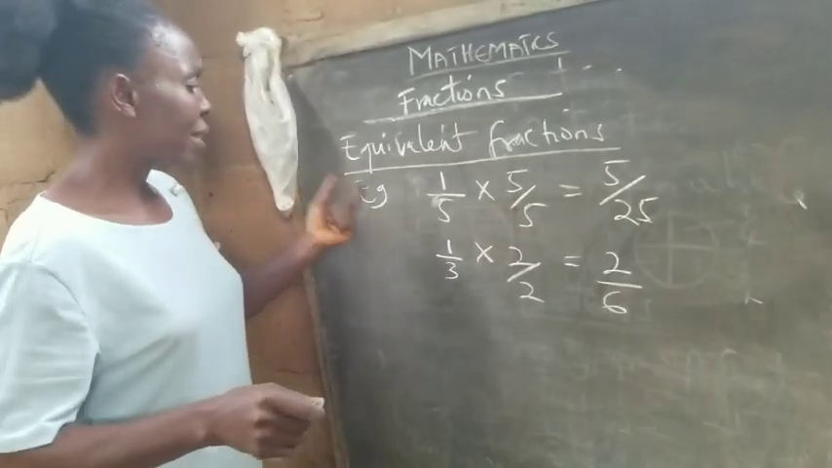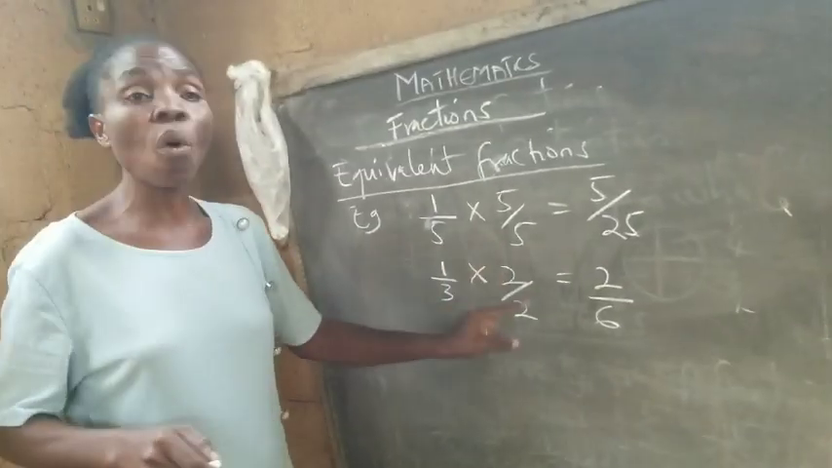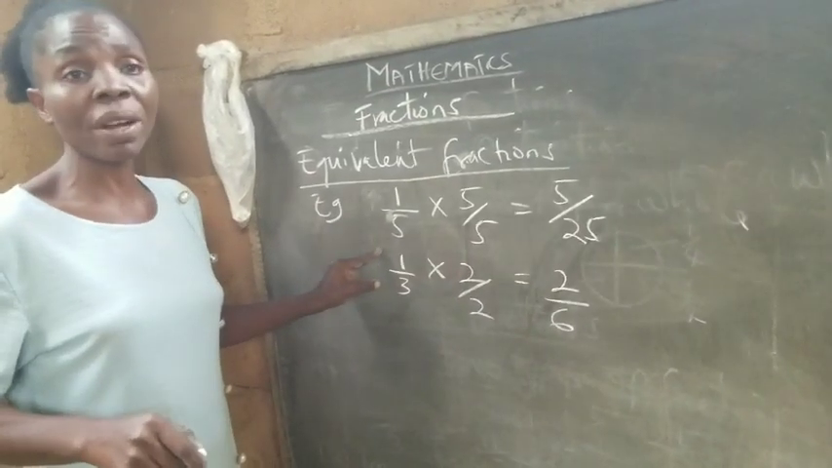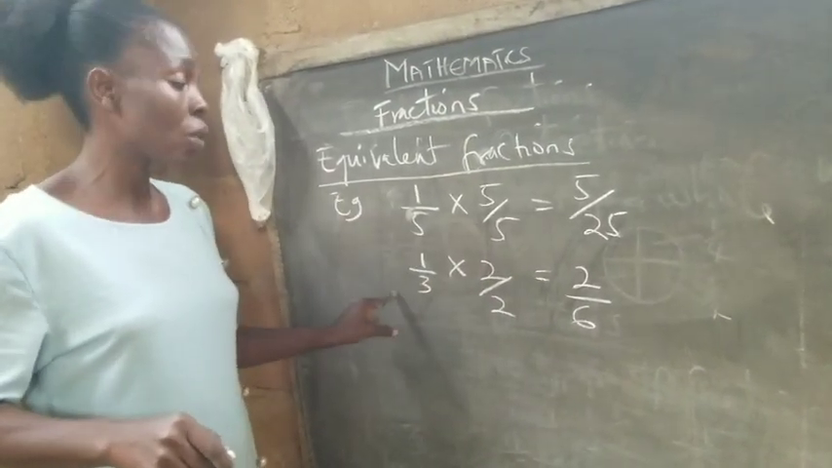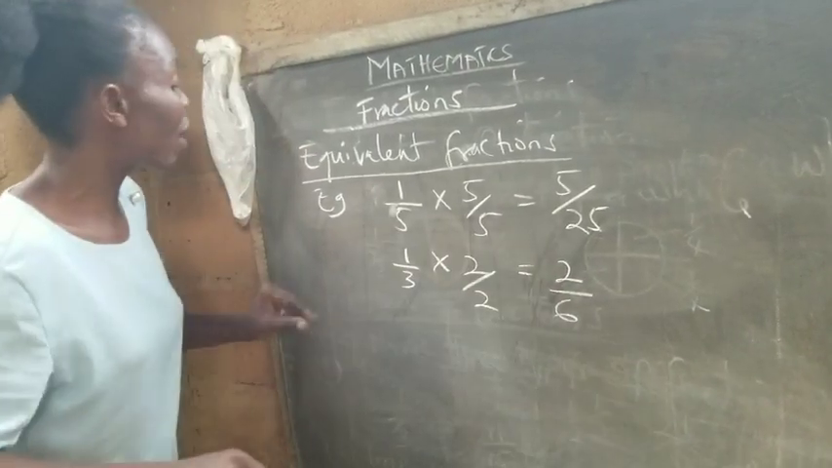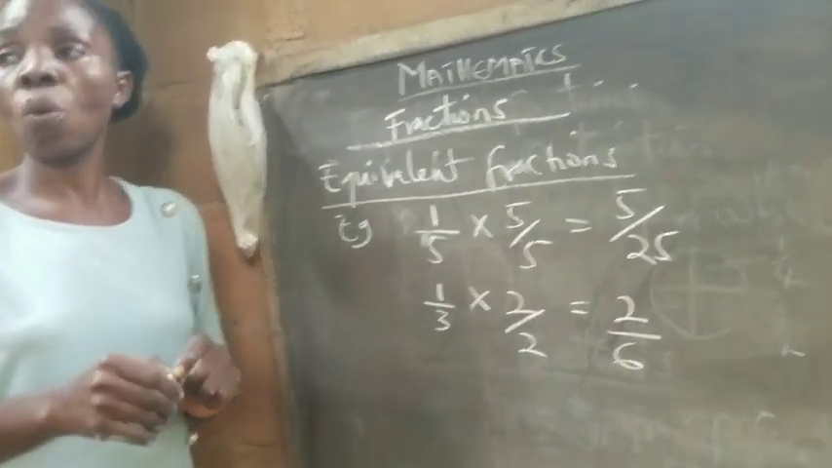Equivalent fraction, like I said, if you have 1 over 3 and you multiply it by 2 over 2, remember the same number, you use it to multiply the numerator and use it to multiply the denominator. It gives you 2 over 6. 2 over 6 is an equivalent fraction to 1 over 3. That is what equivalent fraction is all about.